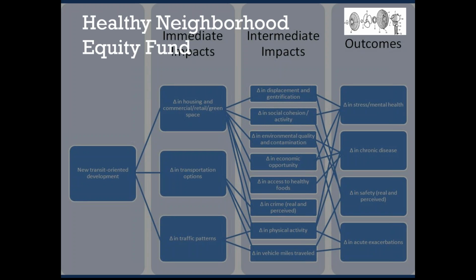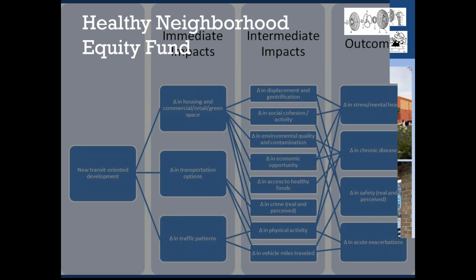And so what you see in the background there is what we would use, a pathway diagram, to think about, if we have this new transit-oriented development, what are some of the changes that we could imagine occurring from that development? In this particular case, we thought about housing, transportation, traffic options, but we also took it to the level of thinking about how it could even transform things in the social realm as well.